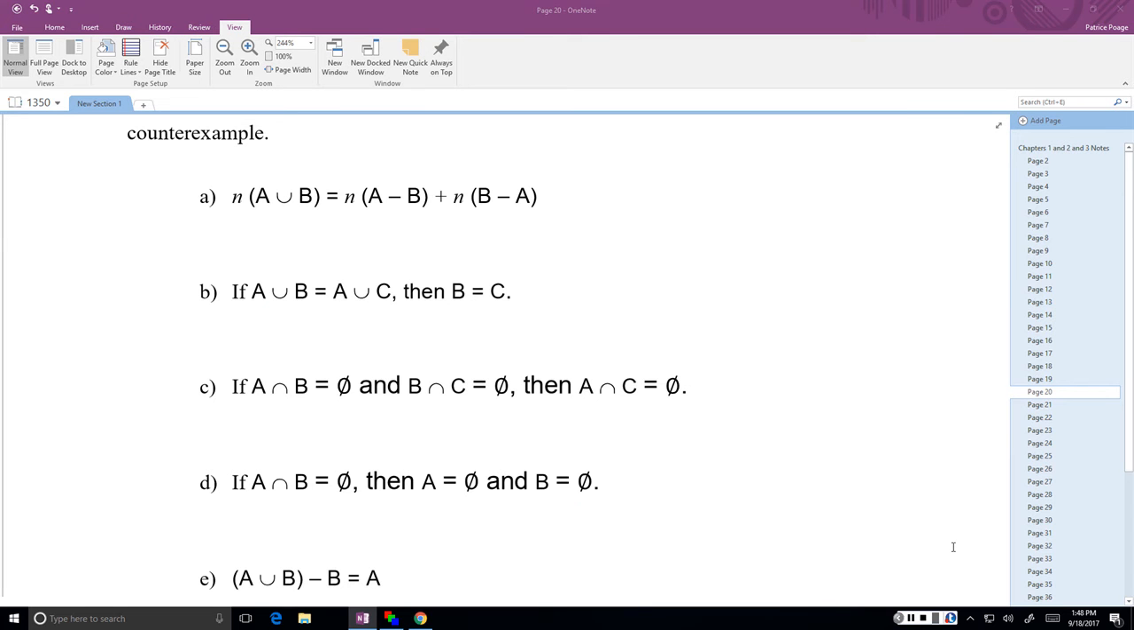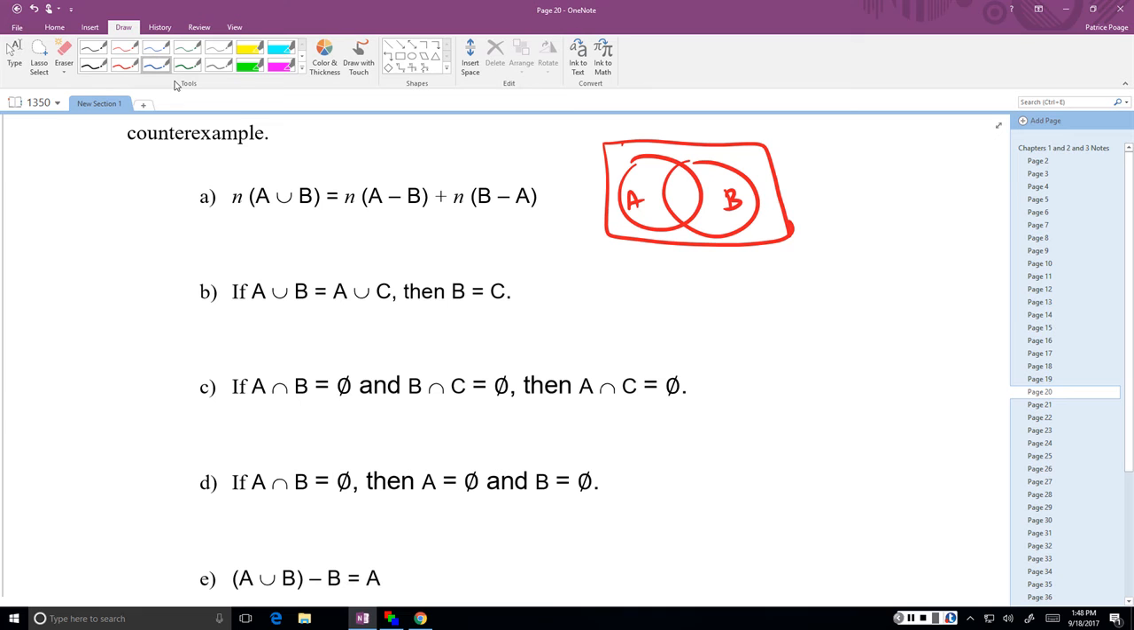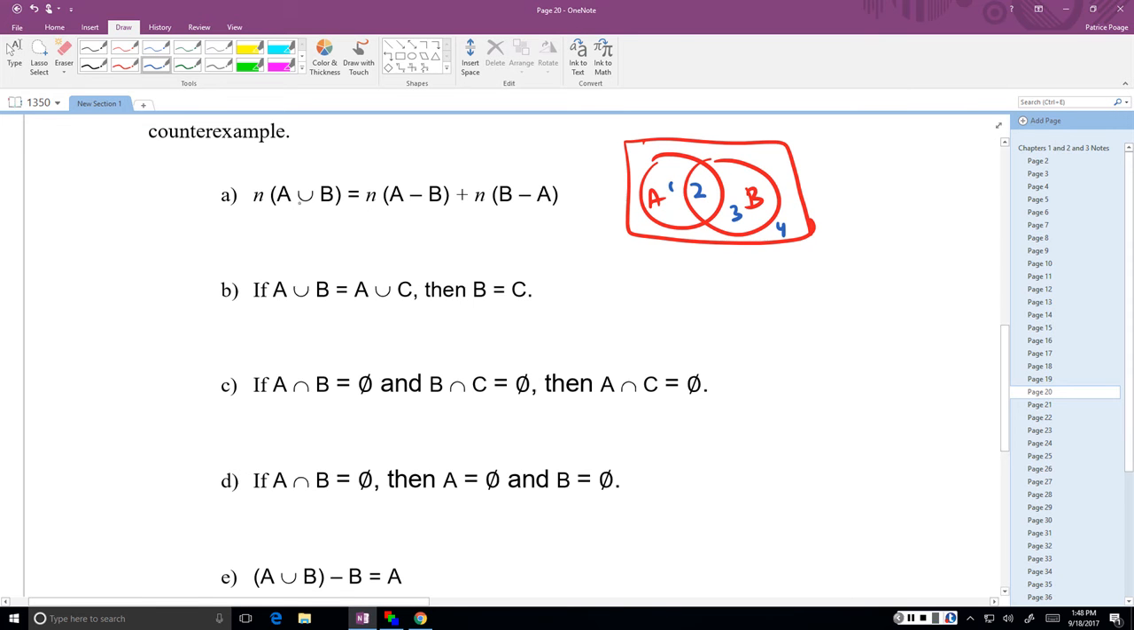So this one's kind of hard. The number in A union B equals the number in A minus B. So basically what you want to do on this is draw a picture. So here's an A, here's a B. And I'm going to put 1, 2, 3, 4. So the numbers in A union B, that means A plus B. So that'd be the number of elements. So 1 plus 2 plus 3, those elements, right? Are y'all with me? Okay.